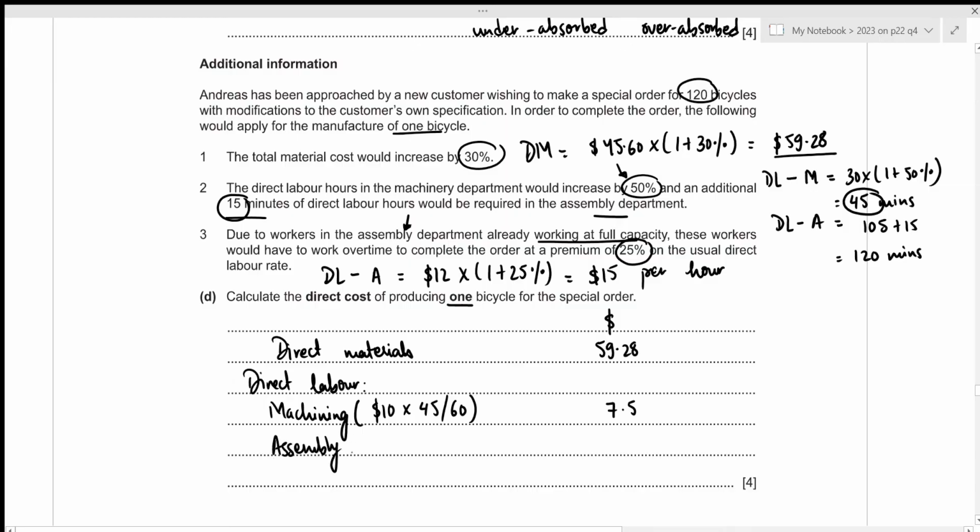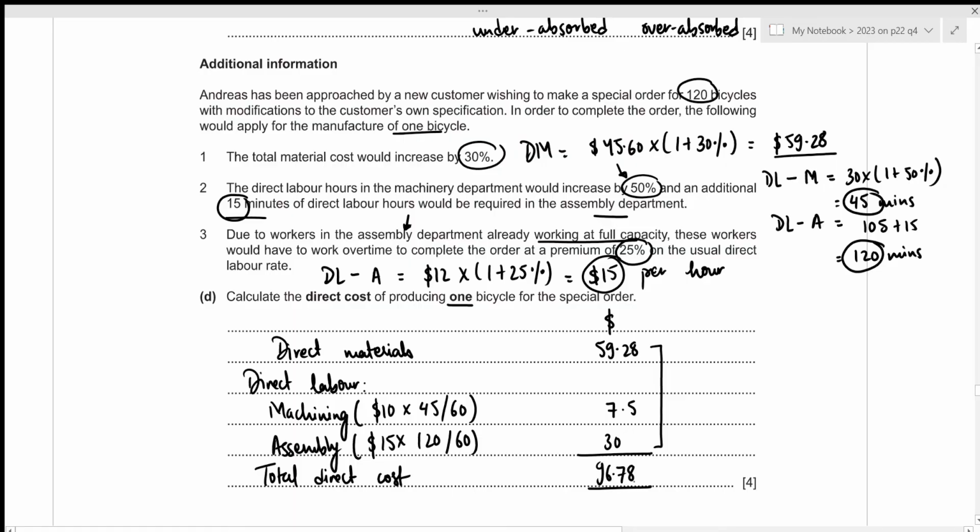We repeat the same process for assembly department. The new rate was 15. And the total time required for one product is 120 minutes. Again, we need to multiply it by 120 divided by 60, which results in total for assembly department to be 30. Now we can get the total direct cost. That will be 59.28 plus 7.5 plus 30, which results in 96.78. This concludes the fourth part.